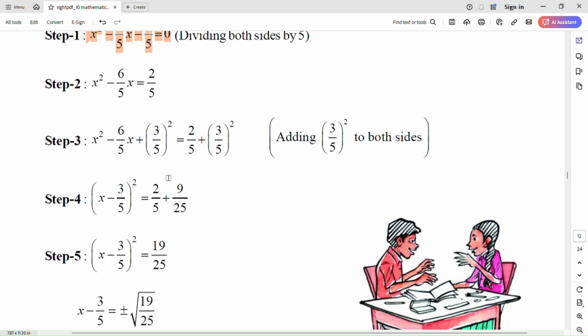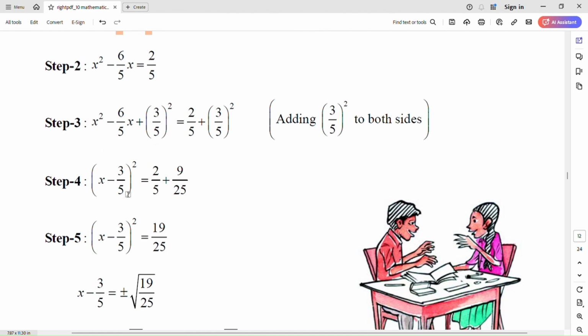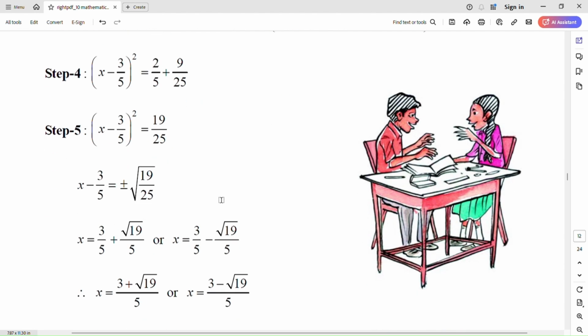So I will add 3 by 5 whole square on both sides. So 3 by 5 square, if I add, this will become x minus 3 by 5 whole square equal to 2 by 5 plus 9 by 25. If I simplify, this is what I will get.